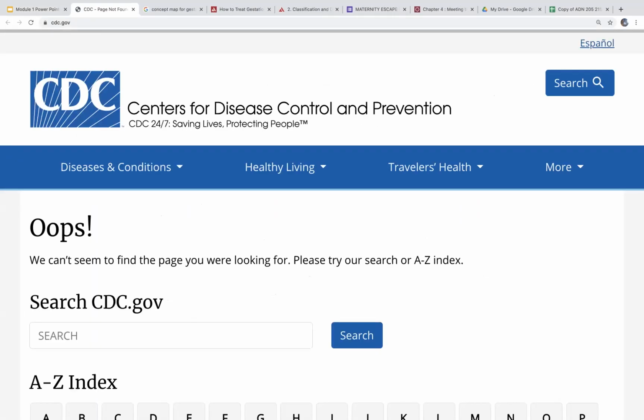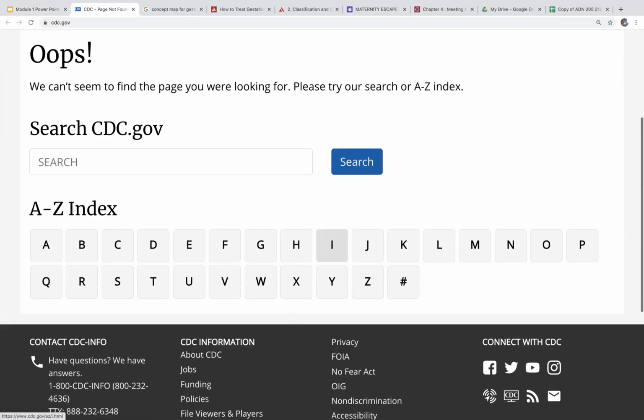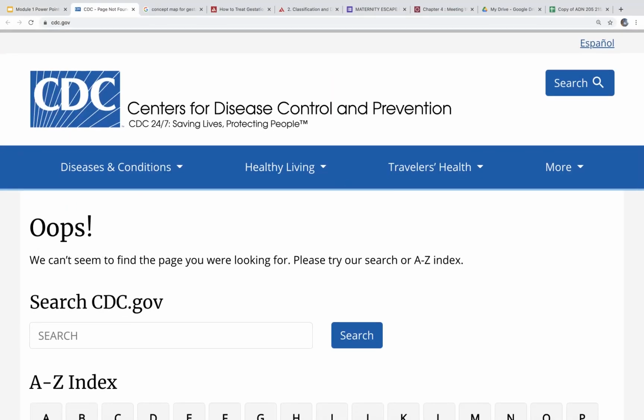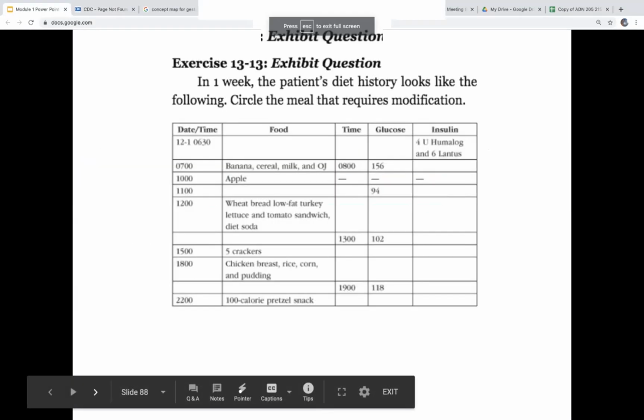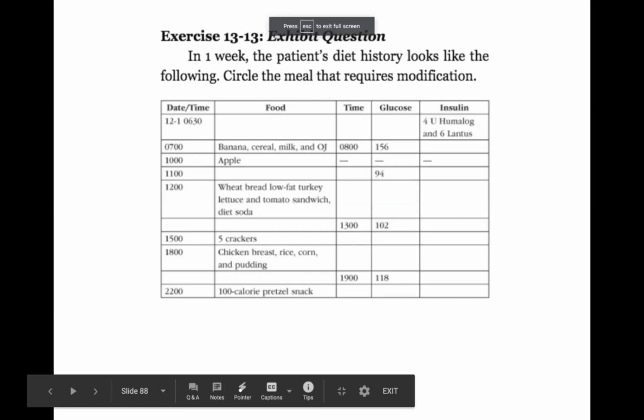Another little nice thing to go in is saying, oh, can't seem to find it. Well, that's kind of squirrely. All right. In 1 week, I'll have to look at that.